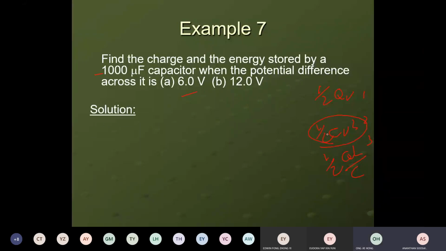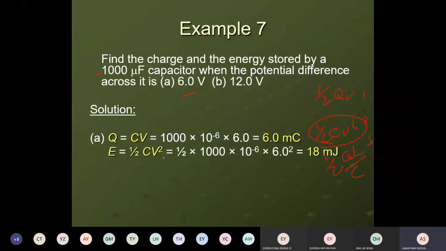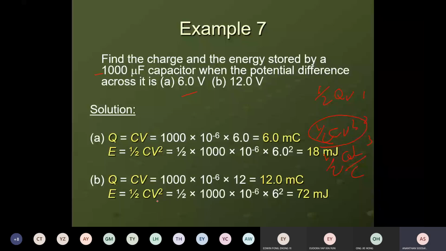So the solution: you can find the charge, or you can use half CV squared. At 3 volts the energy is 18 millijoules, and at 6 volts it is 72 millijoules. You see, when the voltage doubles, the energy stored is 4 times greater in the capacitor.